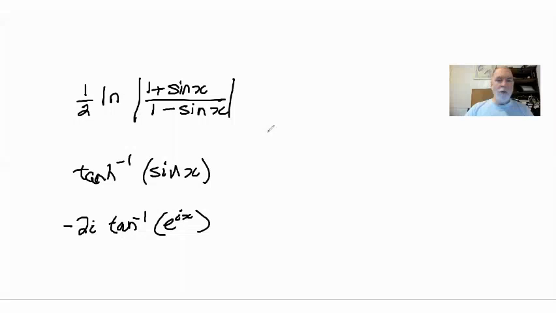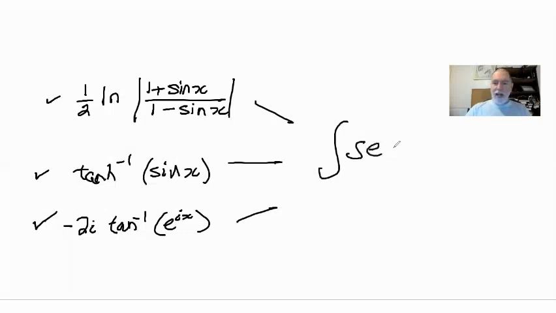All right, we've got three functions here. This logarithm with trig stuff, this inverse hyperbolic tangent with a regular sine here, and this imaginary multiplication of an inverse tangent to this exponential with the imaginary up there. All right, what do these all have in common? I will tell you. They are all solutions to this antiderivative.